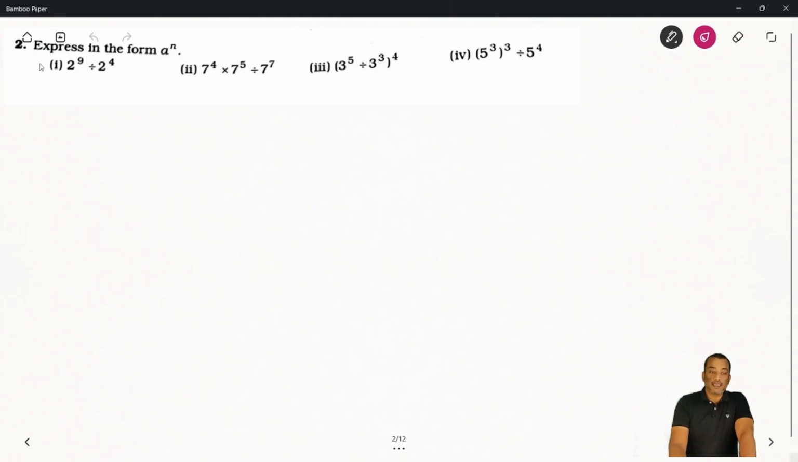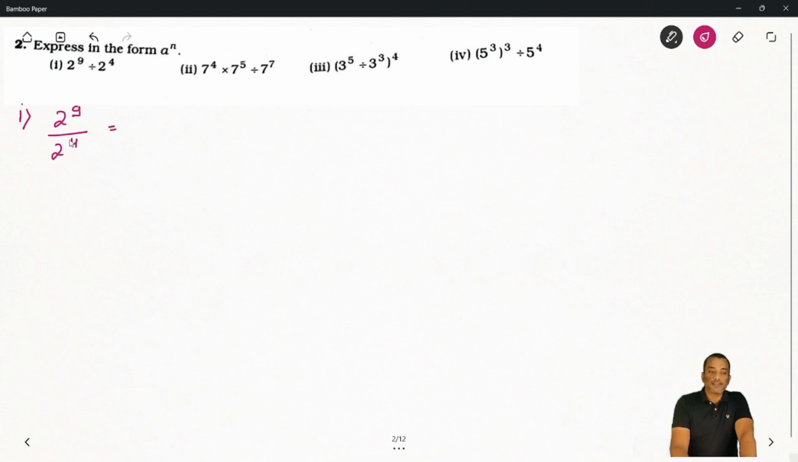So here it is saying express in the form of a to power n. Okay, so first one you can say 2 to power n divided with 2 to power 4. So you can say here it is applying which law? Quotient law. So you can say 2 to power 9 by 2 to power 4.